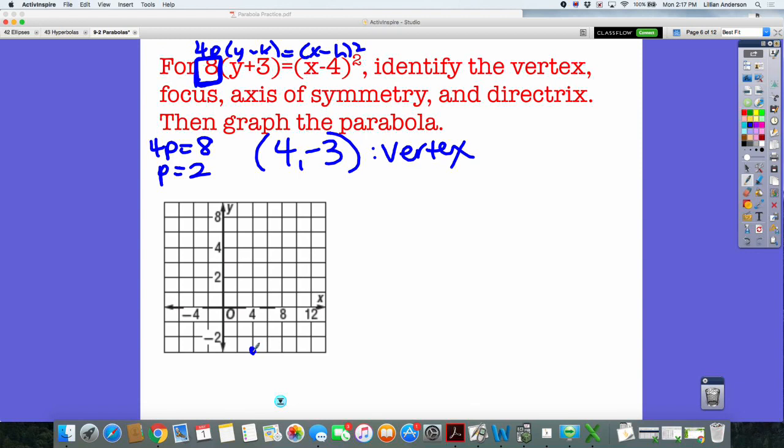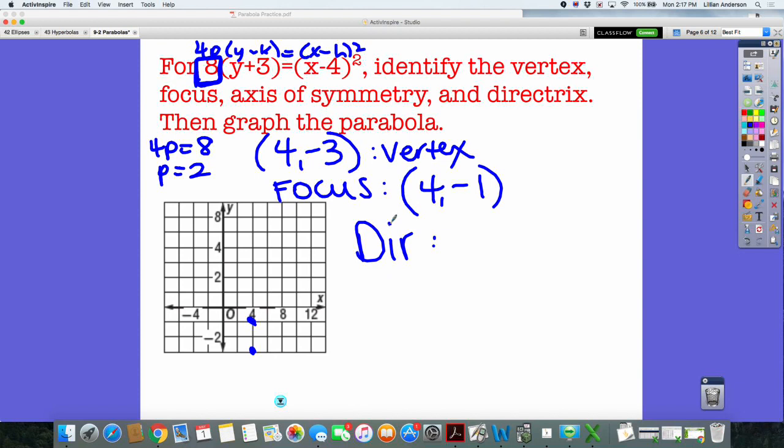All right. Where's our focus? It's 4, -1. Very good, because you take the k value of the vertex and add P. So 4, -1. And your directrix, I'll go back to the axis of symmetry in just a second, is going to be y equals -5.